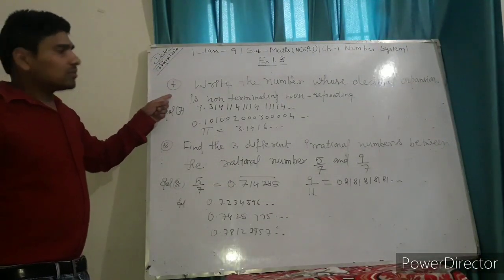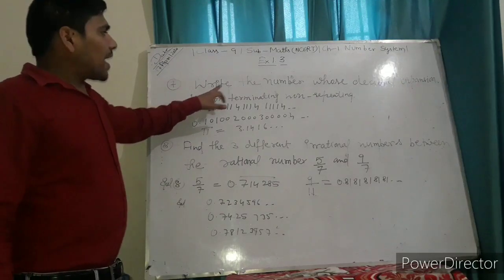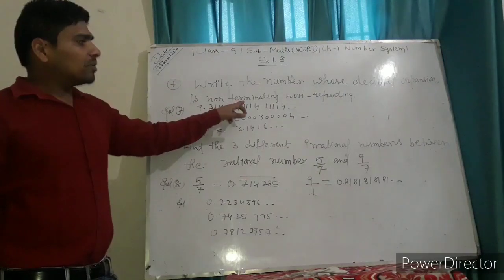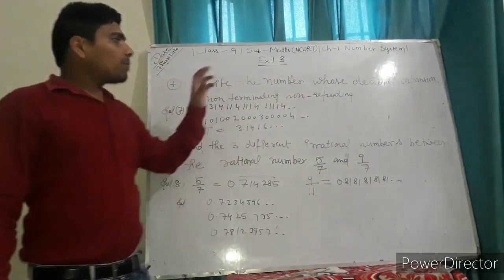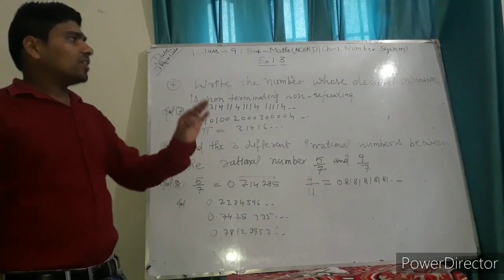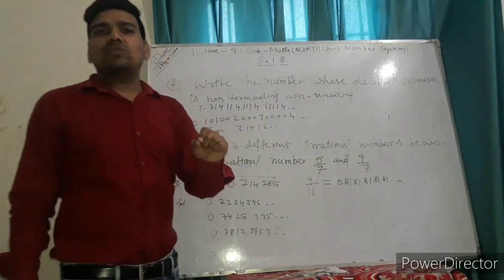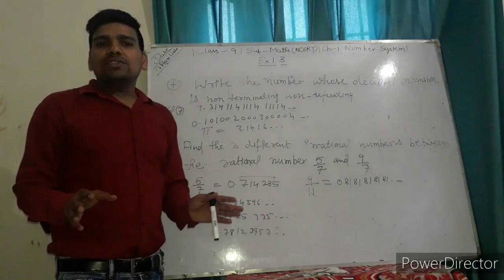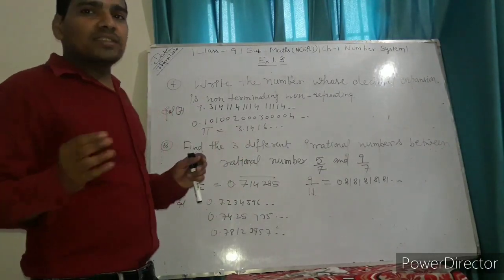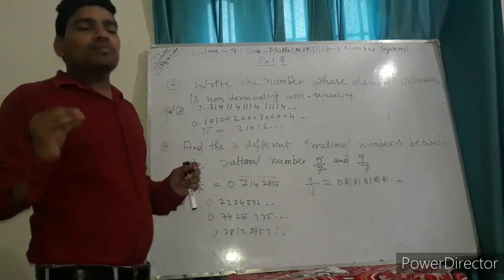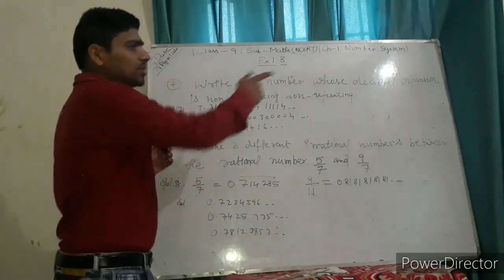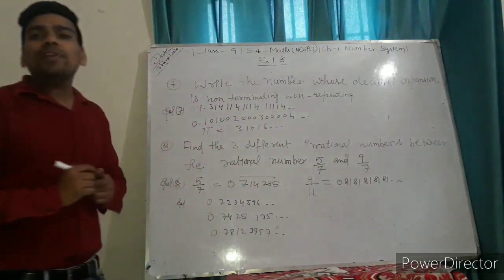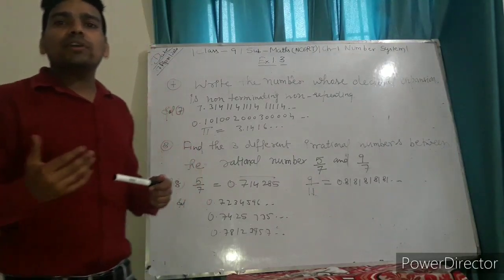In the seventh sum, it is written: write the number whose decimal expansion is non-terminating, non-repeating. Students, those numbers whose decimal expansion is non-terminating, non-repeating are the irrational numbers. Simply, we have to write irrational number examples here.